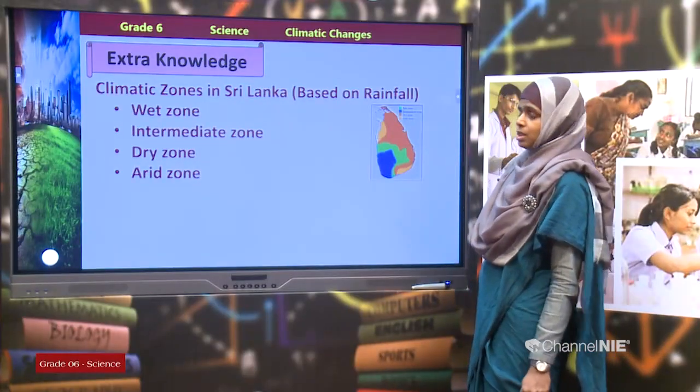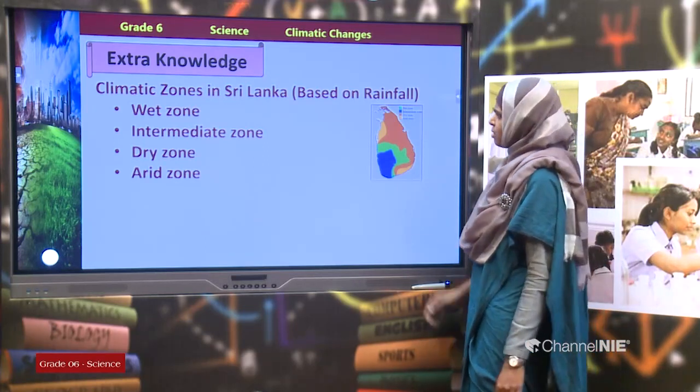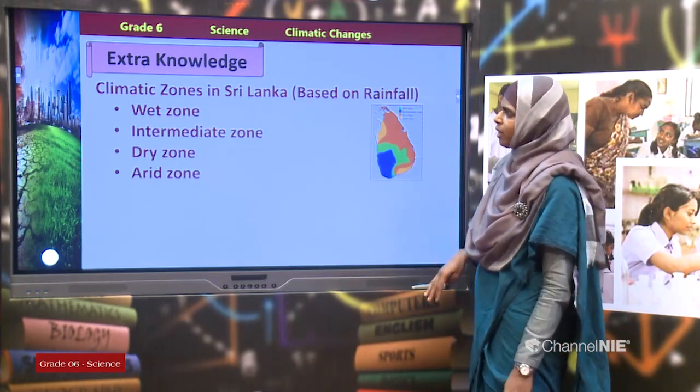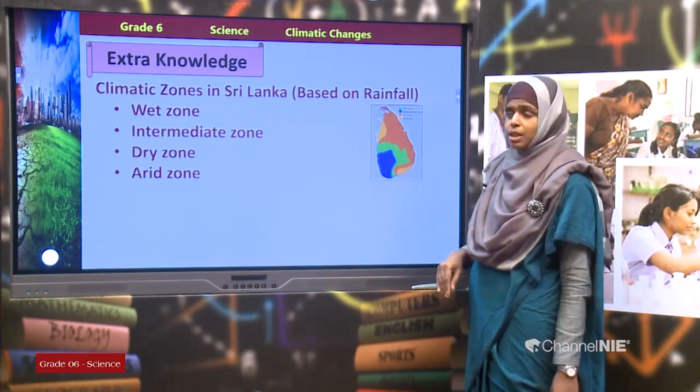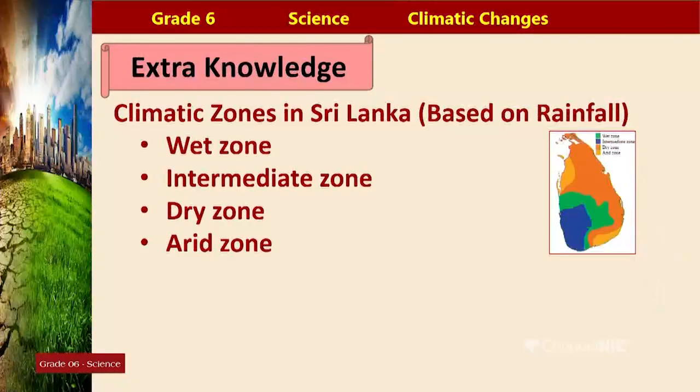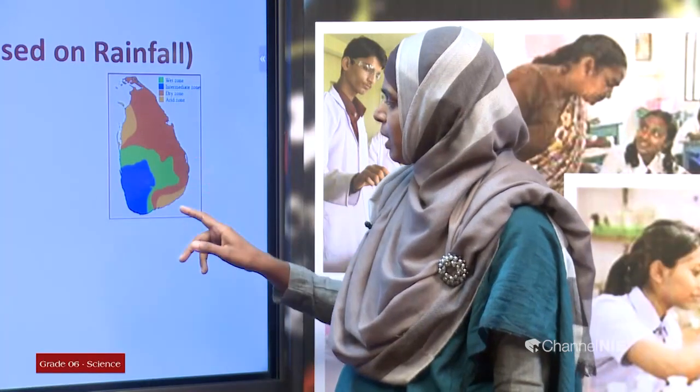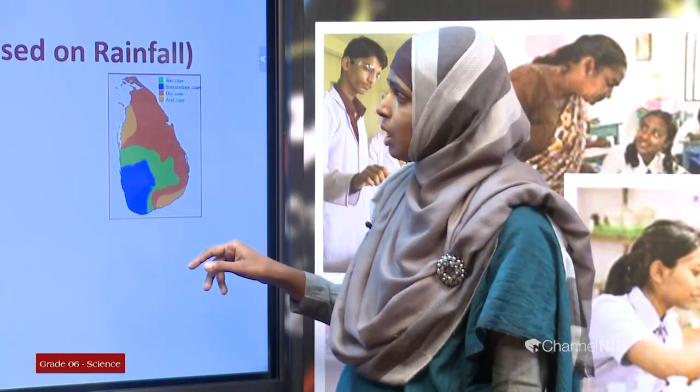This is given as extra knowledge. In our country, we can identify 4 different climatic zones. What are the 4 different climatic zones in Sri Lanka, children? These zones are divided based on the rainfall. What are they? Wet zone, intermediate zone, dry zone as well as arid zone. Droughts are very common in these arid zones. Towards Mannar and Hambantota, droughts are very common.